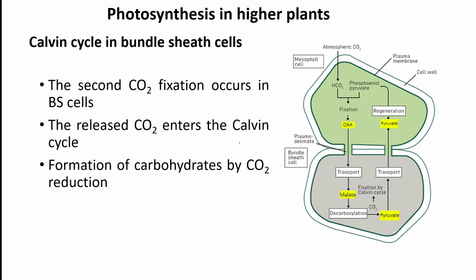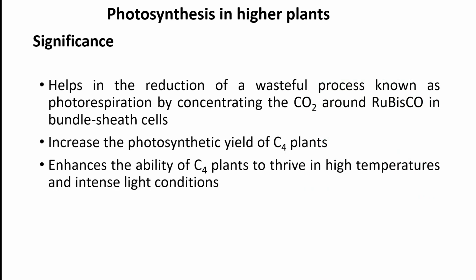So what happens in the bundle sheath cells? Malate is transported to the bundle sheath cells. Malate is decarboxylated to form pyruvate, and in the process carbon dioxide is released. Carbon dioxide enters the Calvin cycle. So here the second carbon dioxide fixation takes place in the bundle sheath cells. First carbon dioxide fixation takes place in the mesophyll cell. The second takes place in the bundle sheath cells with the help of the enzyme Rubisco.